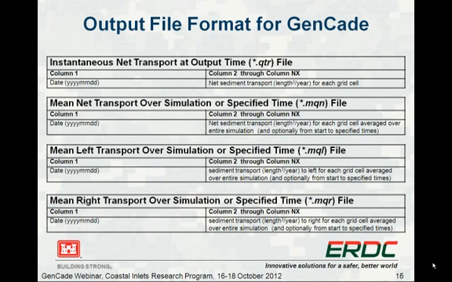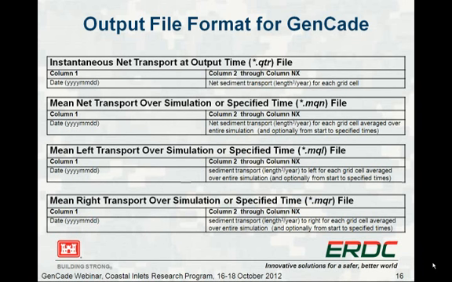This is a listing of the output file format for GenCade. So I'm going to go through each one of these separately, and the first one is the instantaneous net transport. This is our QTR file. And the way it's formatted is that we have each time step recorded in GenCade. And for each of those time steps, we're going to have a net sediment transport for each of our cells. So if we have 1,000 cells, we're going to have 1,000 net sediment transports for each of our recording time steps.